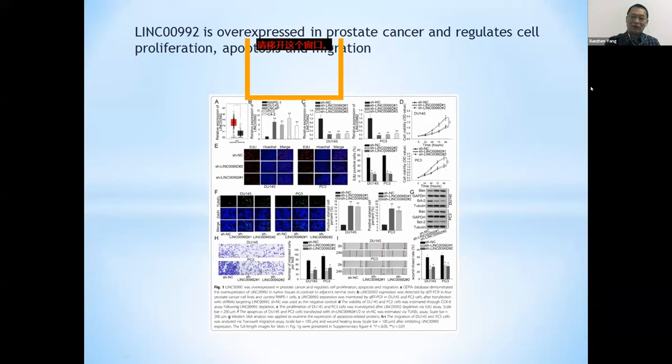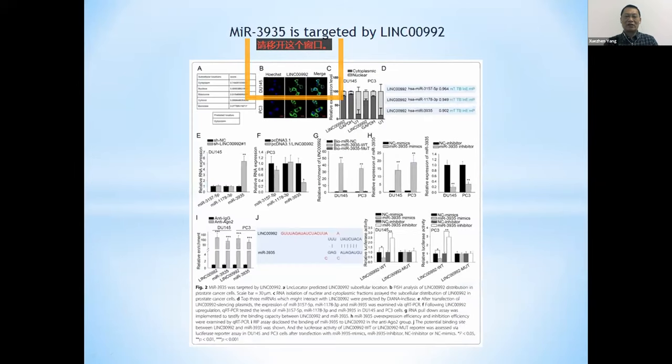So taken together, it was proved that link 0092 is overexpressed in prostate cancer cells and regulates cell proliferation, apoptosis, and migration. So this is the first slide for the first gene, link 0092. Now let's go to the second slide. The second slide is for the second gene, microRNA 3935.